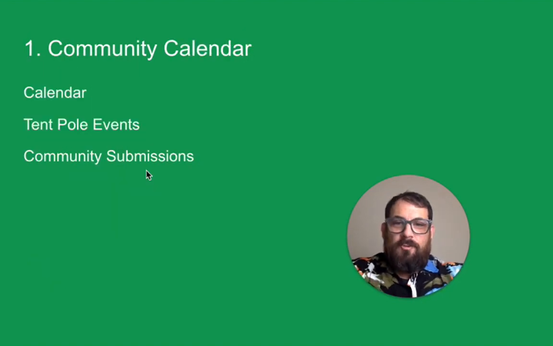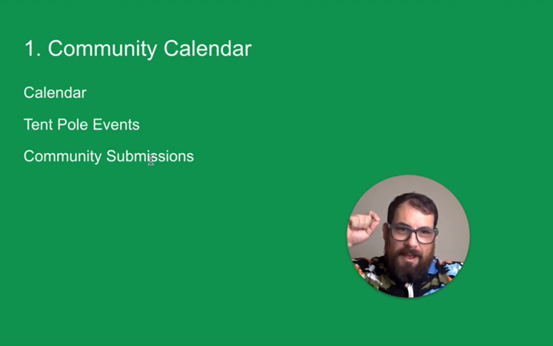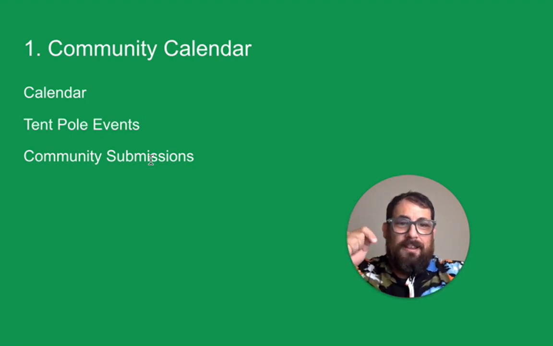Number 1, community calendar. Now this is something you can simply make with just 7 columns, right? 7 days of the week. You can have different months. You can have tentpole events of things that are happening inside your community, either meetups or webinars.